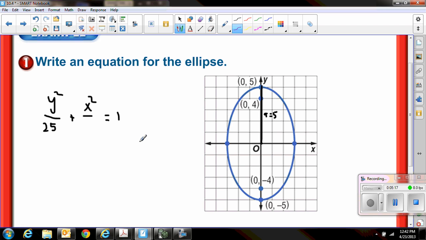X squared is now over b squared. B is half the length of the minor axis, so from the center to the vertex is this distance, which makes b equal to 3, and my formula is x squared over b squared, or x squared over 9. And there's the equation for your ellipse.